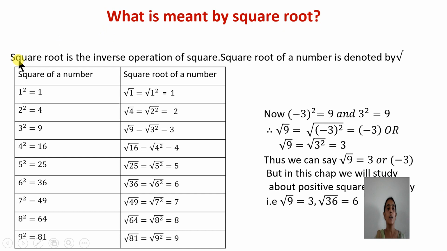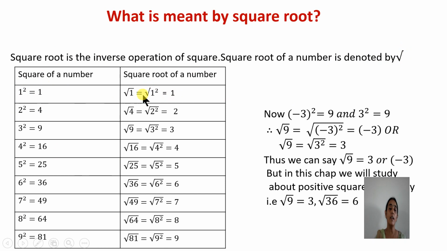Now square root is the inverse operation of the square. Square root of a number is denoted by the symbol. This is the symbol of square root. So now here let's observe this table. Square of a number. We know that 1 square is 1 and root of 1 is equal to 1. So I write this as 1 square which is equal to 1.